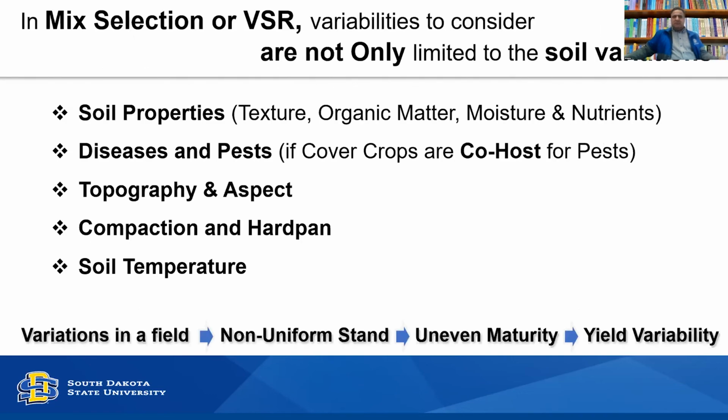So in mixed seed selection or variable seeding rate, the variabilities to consider are not limited to the soil variations. Sometimes topography, when we have north slope, south slope, east slope, west slope, and different phenomena that cause, for example, soil temperature variations, we want to see, can we change our cover crop to compensate for the soil temperature?